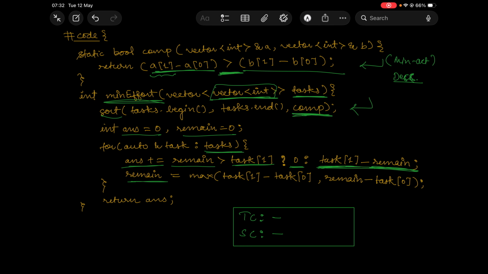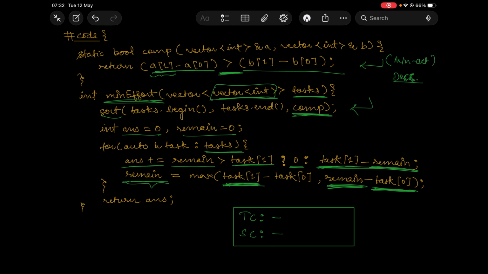And same for the remaining, as I explained above. So for the task and remaining, we take this as the task before completing the task. This can be two possible things. When remaining was greater than the task minimum energy required, so that was with us before starting, and after finishing the task, this will be reduced. Okay, so that is what will be remaining with us.